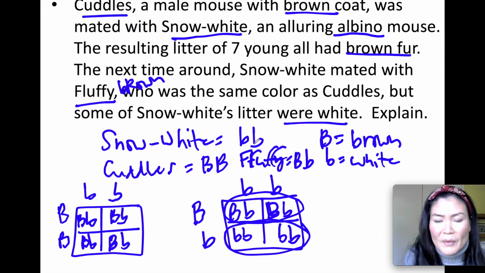So Snow White is little b little b, Fluffy is big B, little b, and Cuddles is big B, big B.